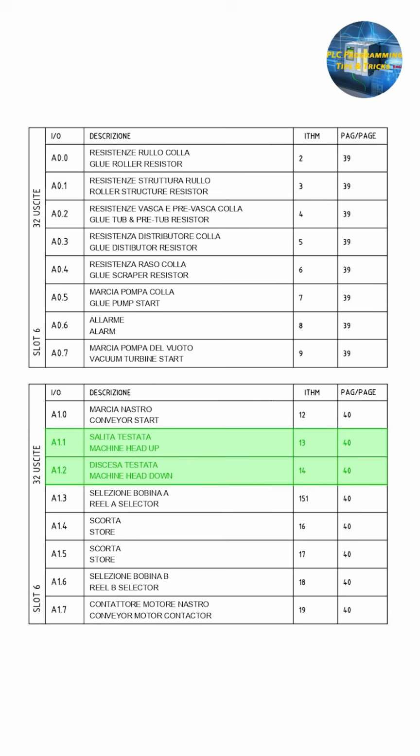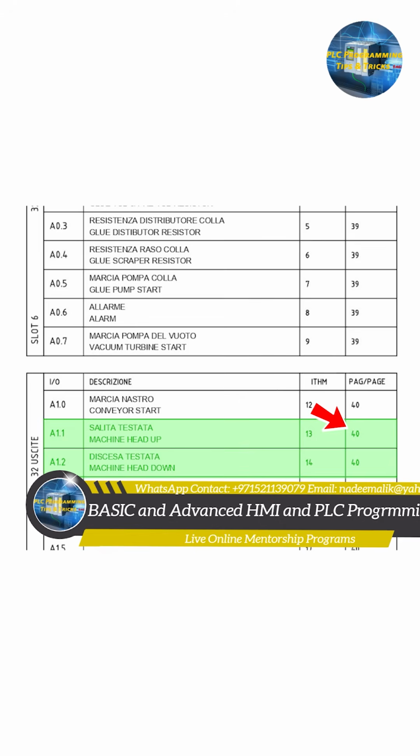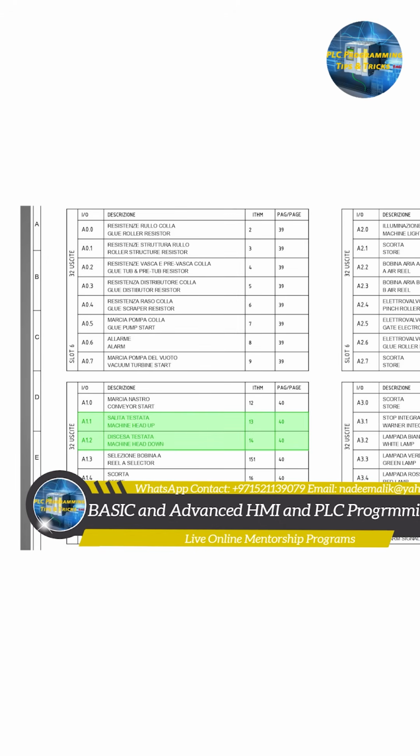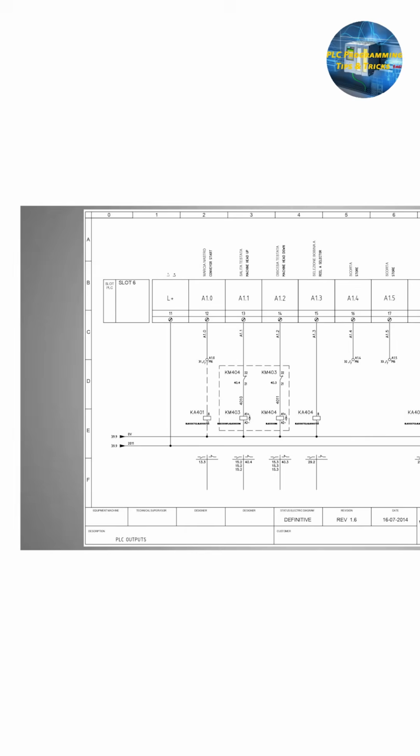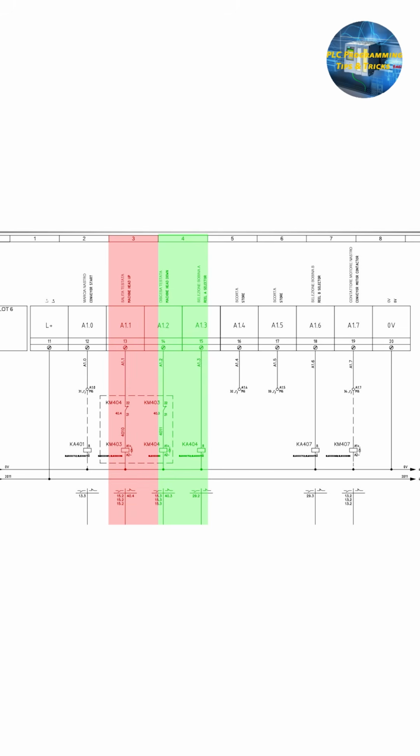If we look closely, the page number is also mentioned in front of all outputs. So we can find the wiring for the A1.1 and A1.2 PLC outputs on page number 40, in columns number 3 and 4. The terminals 13 and 14 are for the A1.1 and A1.2 outputs respectively.